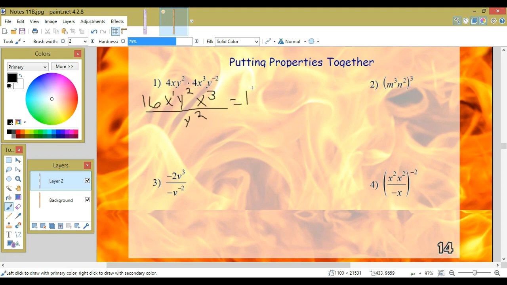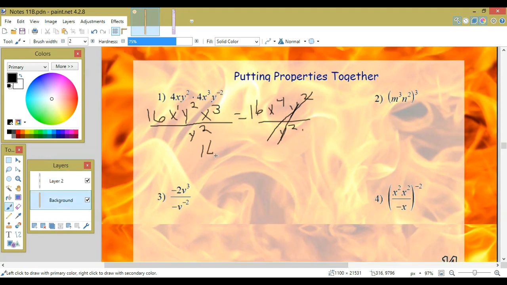So we have 16 x to the fourth, y to the second power, all over y to the second power. 2 minus 2 is 0, y to the 0th power is 1. So those cancel. We're left with 16 x to the fourth. That's it. It's our simplified expression.